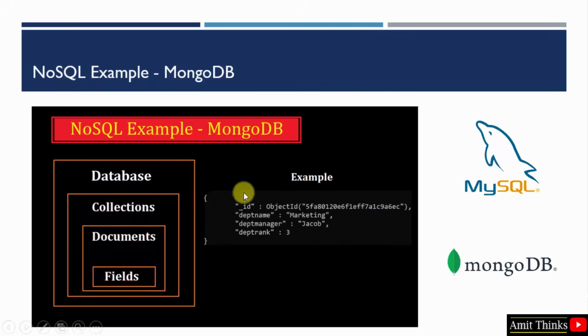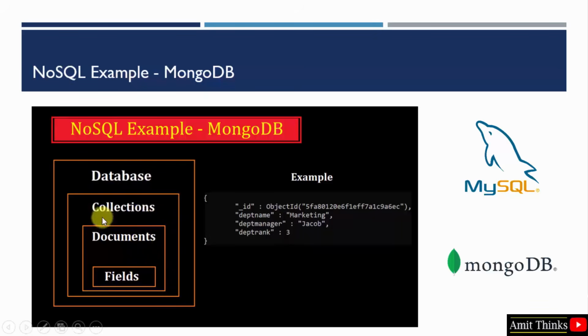Okay, now talking about MongoDB, I told you before, it saves data in the form of documents, key value pairs. That is completely different from SQL. So this is the document based MongoDB database. We have 4 columns here: ID, department name, department manager, and department rank. So you can see the database here under NoSQL, under MongoDB.